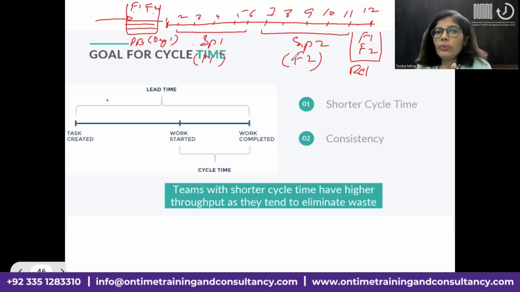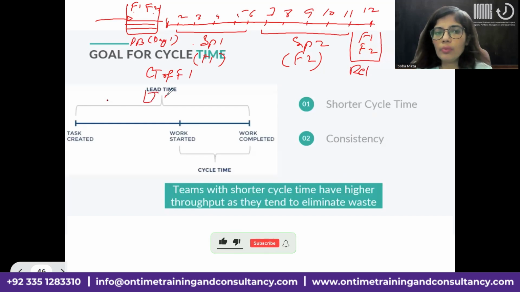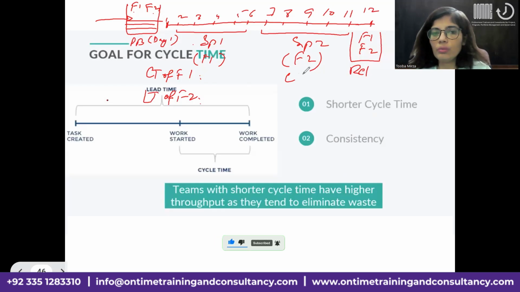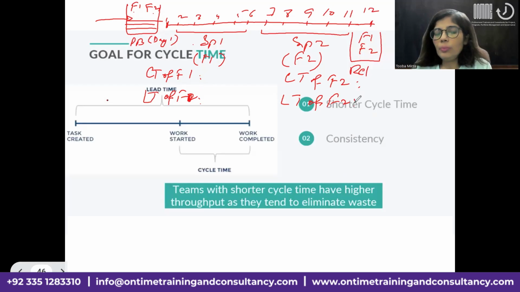Now, please keep in consideration that cycle time and lead time is usually with respect to work items, scope of work, or backlog items. So now we need to understand the cycle time of feature 1, the lead time of feature 1, and the same thing for the cycle time of feature 2, and the lead time of feature 2 as well. Let me again repeat the scenario.